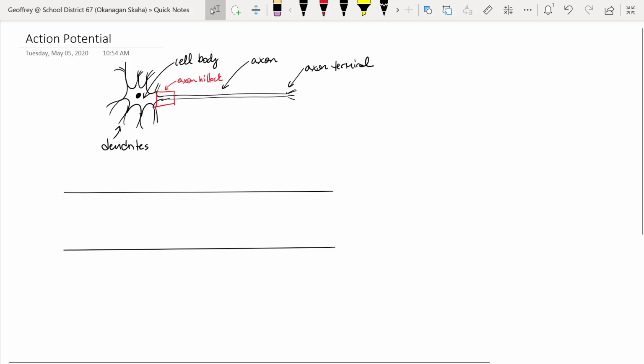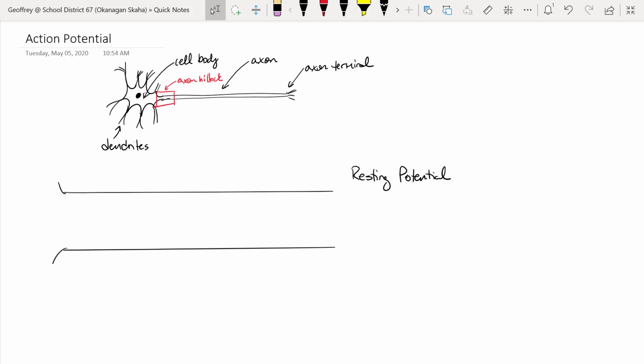So we've got our neuron, and this is going to be the axon hillock. All right, so that red spot. And so this first part is just going to be resting potential. And this is when no impulse is being sent. The inside of the cell membrane is negative, and the outside of the cell is positive relative to each other.